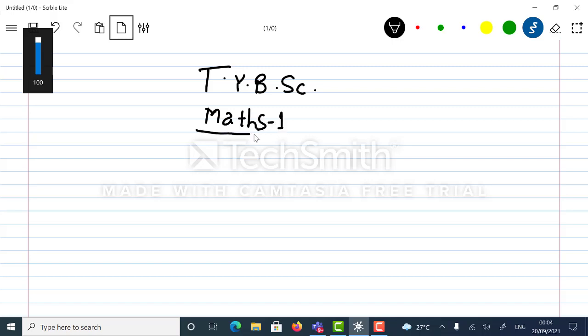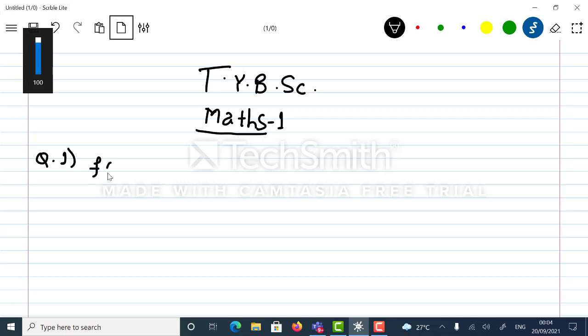So in this lecture, we will solve some examples of surface integral. We will see how to find out the surface integral of a given function. So the question is as follows.